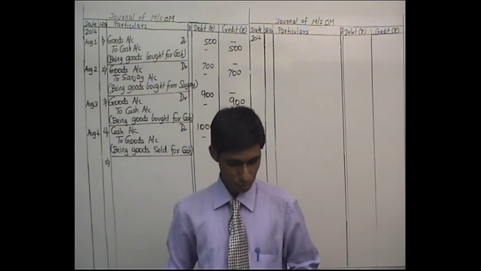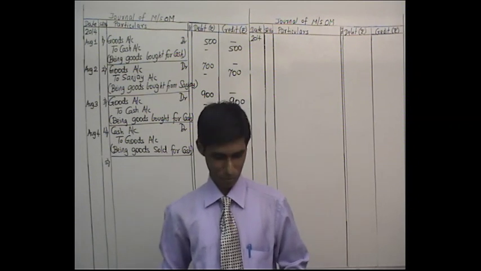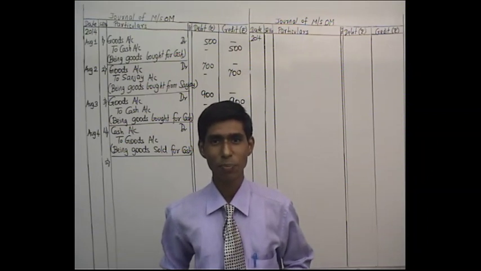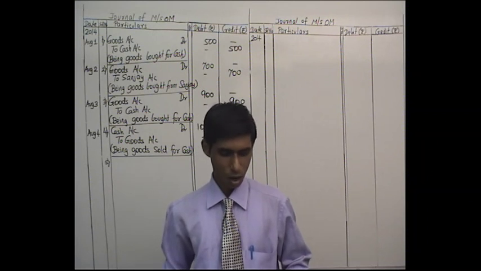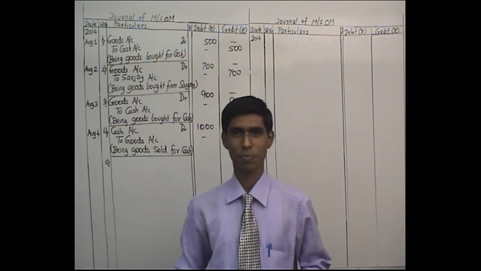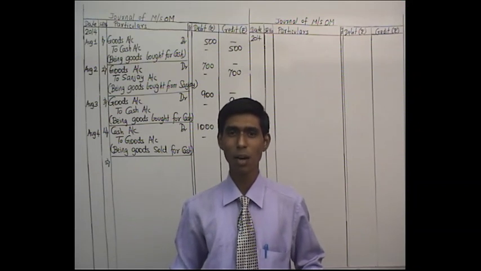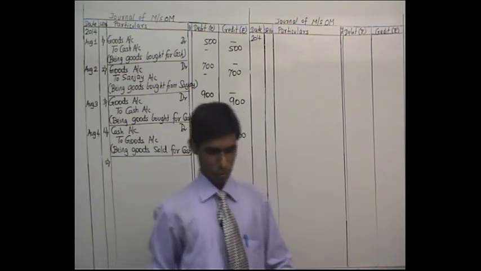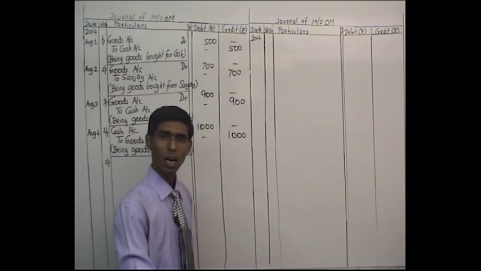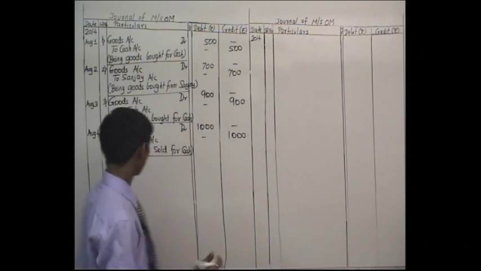Next, goods sold to Menka on credit. Just now I have said whenever there is a credit you have to remember person. Underline Menka and goods. Goods real credit, Menka personal debit. My entry will be Menka account debit 1200 to goods account 1200.